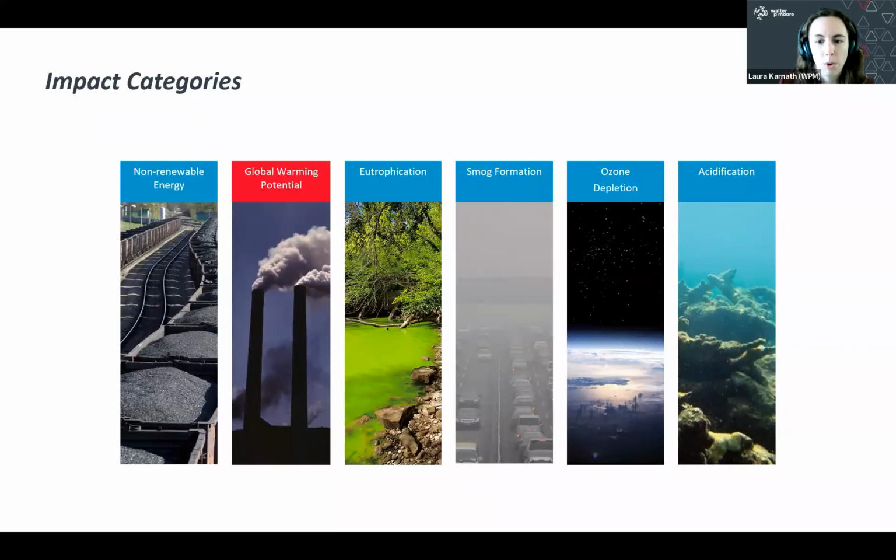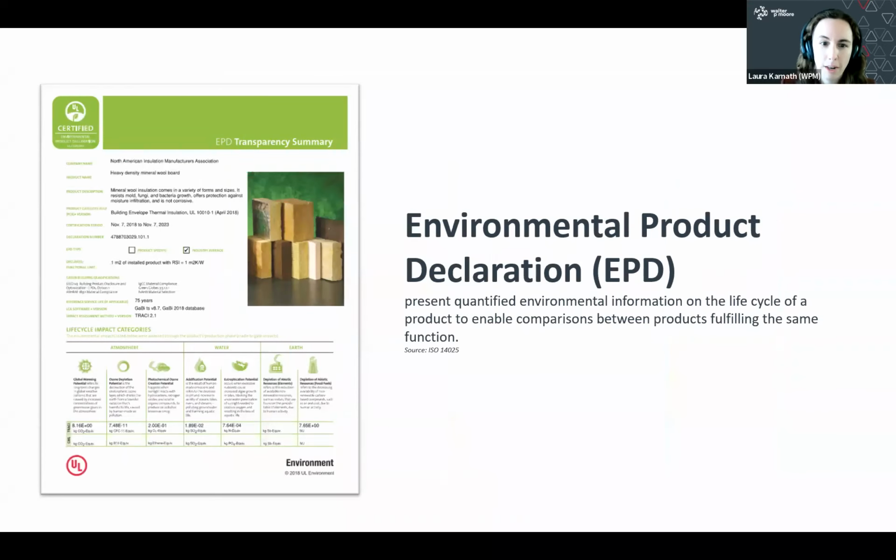So we have a building, we have some materials that we maybe want to use. How do we know what the environmental impacts of these materials are? We get that information from an environmental product declaration, or EPD. And the purpose of that is to give information about the life cycle of a building product, or any product really. And the purpose is to enable comparison between multiple products that fulfill the same function. So functional equivalence is really, really important to consider when we're making decisions and when we're comparing the environmental impacts of materials.